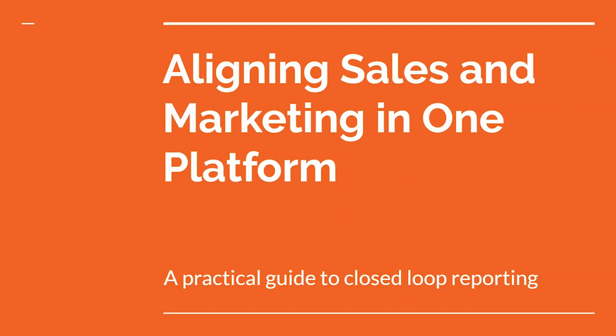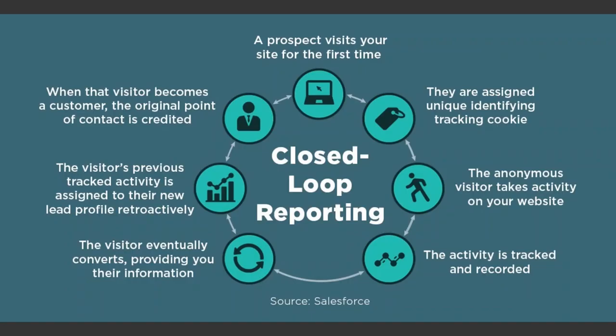So we're going to be talking about how to align sales and marketing inside of one platform. What this will allow us to do is achieve closed loop reporting quicker. And closed loop reporting is really understanding the entire pathway between marketing and sales and knowing which channels and actions led to conversions and led to a user becoming a customer. This is extremely important if we really want to understand which of our marketing channels is returning the most ROI to our business. So here's what we're looking at, closed loop reporting.